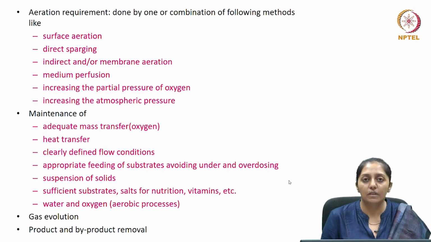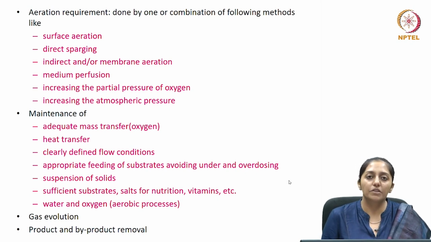Then medium perfusion, again for shear sensitive cultures, or if the turbulence can disturb the organisms, which sometimes, for the growth to happen, the prerequisite is to adhere to surfaces. So one has to take care that there is not much turbulence caused, even if it is due to the sparging. So in those cases, sometimes medium perfusion is done, where the medium is circulated to the culture chamber and it is aerated in a separate system, and after being saturated with air, it is recirculated to the culture chamber.